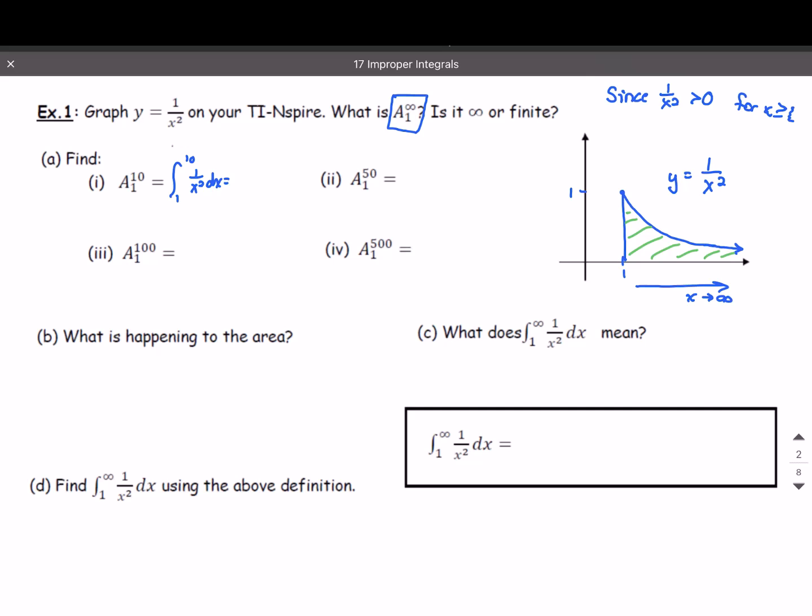Now, the area from 1 to 50 would be the integral from 1 to 50 of 1 over x squared dx. The area from 1 to 100 would be the integral from 1 to 100 of 1 over x squared dx. And then the area from 1 to 500 would be the integral from 1 to 500 of 1 over x squared dx. Let's go grab our calculators and see what happens.